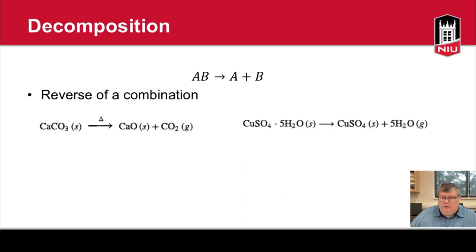Now, decomposition is the opposite of combination. This is AB goes to A plus B. So we already saw the decomposition of calcium carbonate in heat to form calcium oxide and carbon dioxide. Or we can take copper 2 sulfate pentahydrate, and then decompose that into copper 2 sulfate and water gas. Okay? Decomposition products are the hardest to predict.